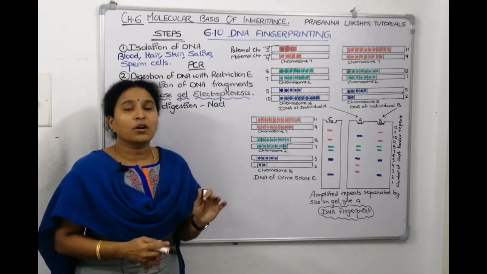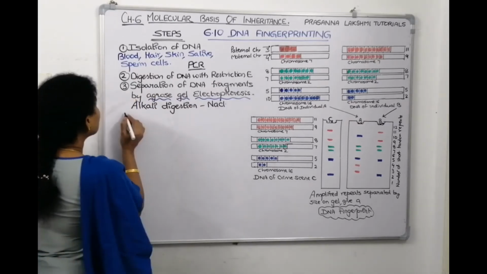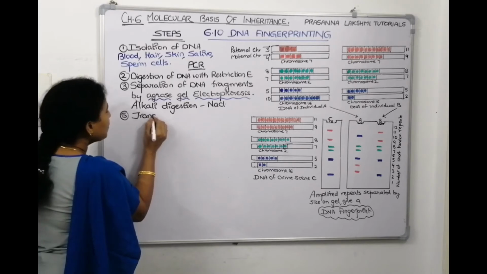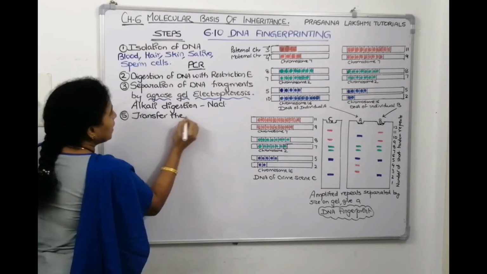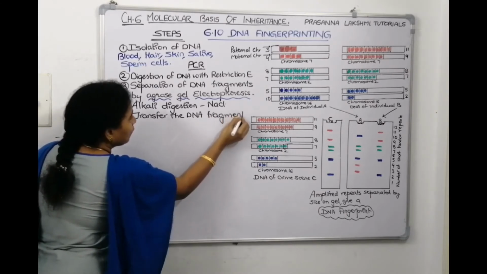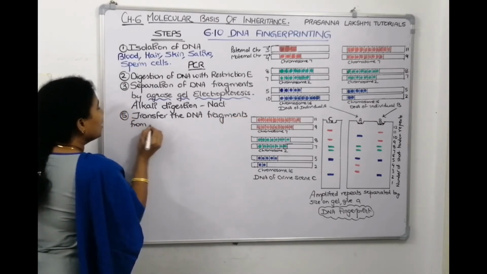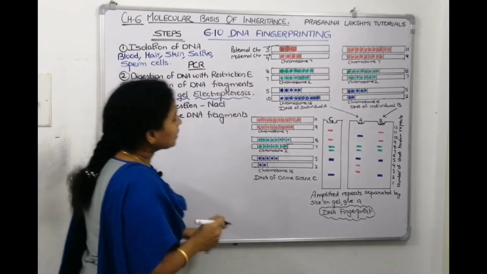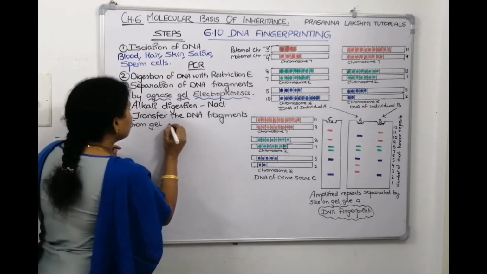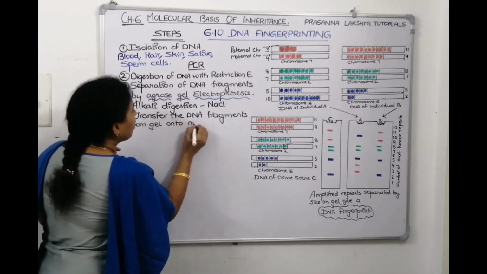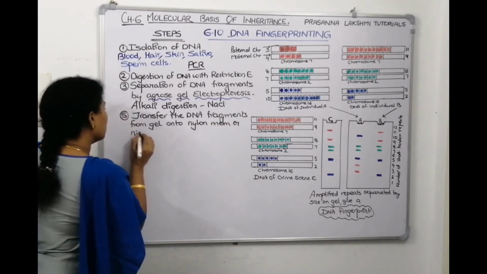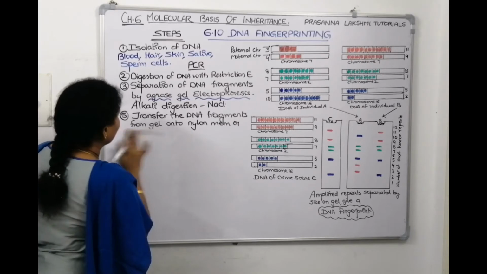Okay. Now after that, what did they tell? They told to separate these fragments. They asked us to do Southern blotting: transfer the DNA fragments from the gel. Now where are your separated fragments? The separated fragments are on the gel. They are asking us to transfer the DNA fragments from the gel onto a nylon membrane. You can transfer it to a nylon membrane or a nitrocellulose membrane.